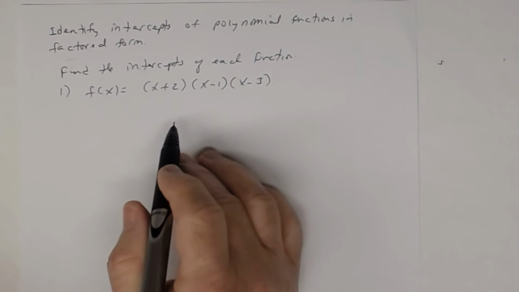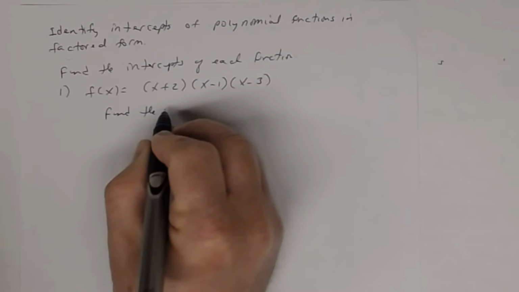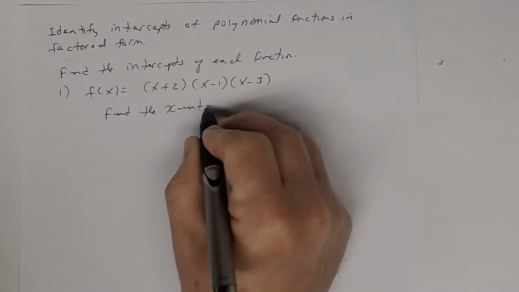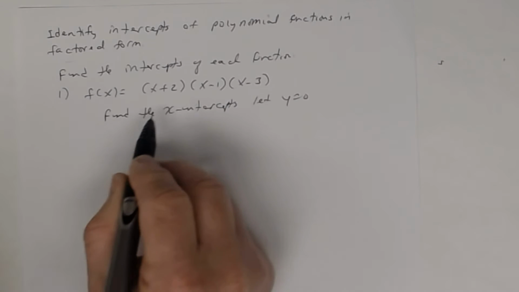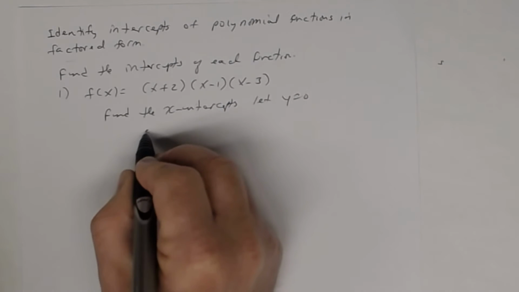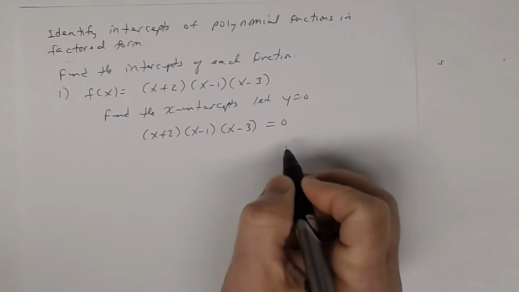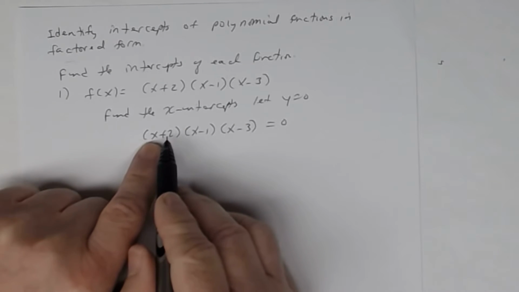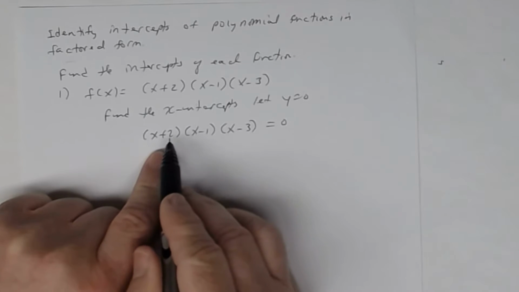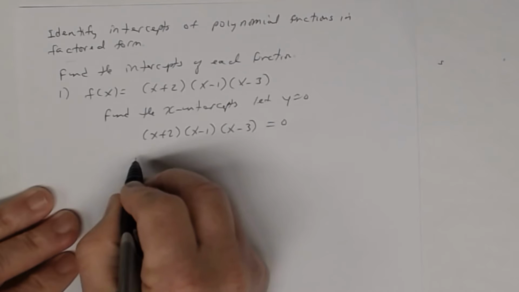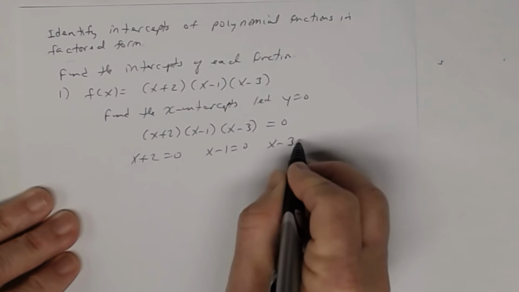To find the x-intercepts, you're going to set the function equal to 0. You let y equal 0, and f of x means the same thing as y. So I'm going to set this product equal to 0: x plus 2 times x minus 1 times x minus 3 equals 0. Then remember the zero factor property? I have three factors whose product is 0, so one of those factors has to be 0. So we set each factor equal to 0. x plus 2 equals 0, x minus 1 equals 0, x minus 3 equals 0.